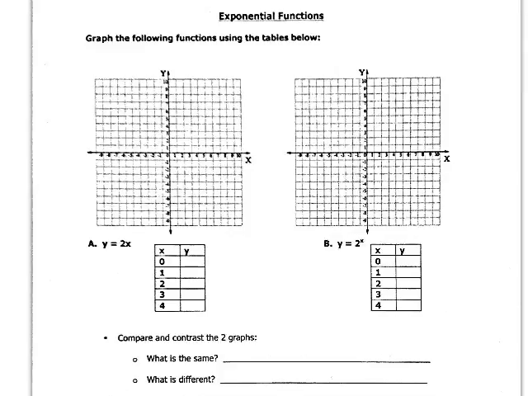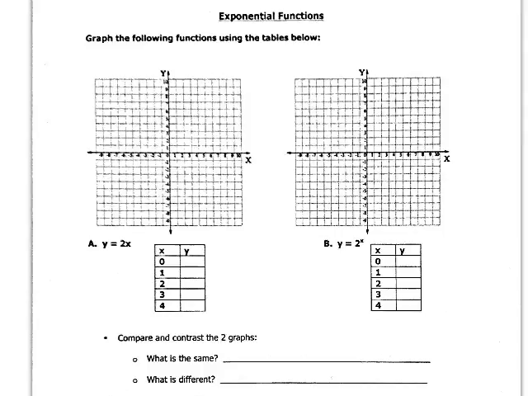A is 2x. What operation is that? 2 times x, right? So as you're plugging numbers in from your table to find your y values, you are simply multiplying by 2, okay? On B, that is not 2x. That is 2 to the x power. So as you're plugging numbers in from your table, you need to make sure you're using that exponent button on your calculator. So you will hit 2, exponent button, and then the number that you're plugging in, okay? So make sure you're careful with that.